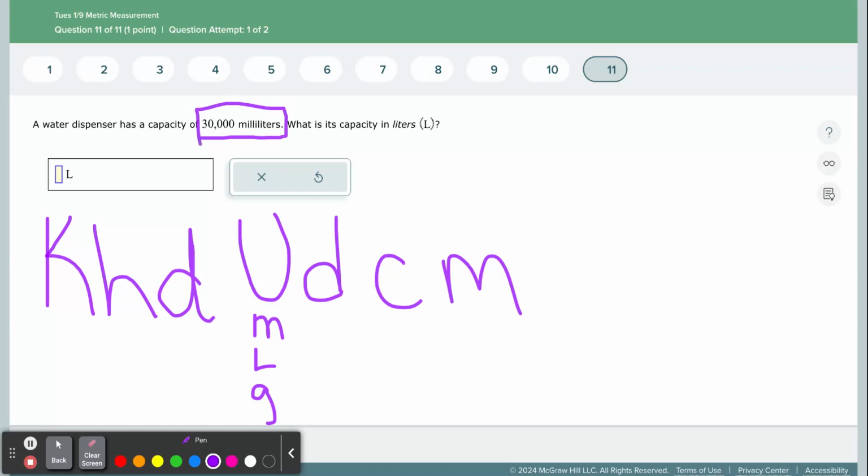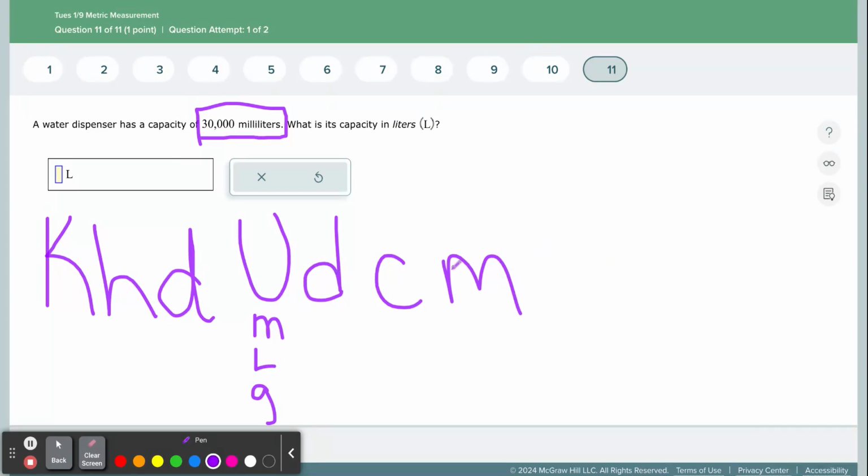30,000 milliliters. A water dispenser has a capacity of 30,000 milliliters. Means it can hold it. Okay. Have you ever seen those jugs that are huge and upside down, and you can dispense the water from them? We have one in the office at school. So it can hold 30,000 milliliters. So what is that in liters? How many liters is it holding? So that's all we're trying to figure out.